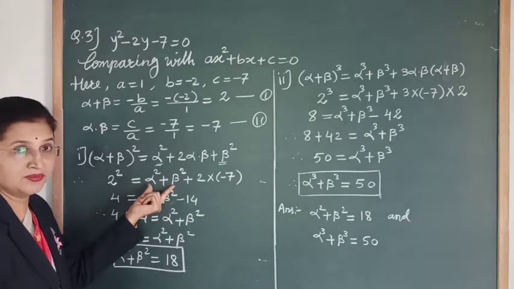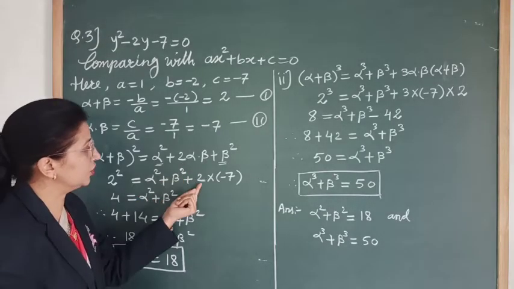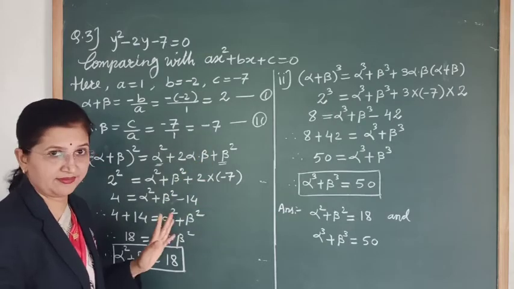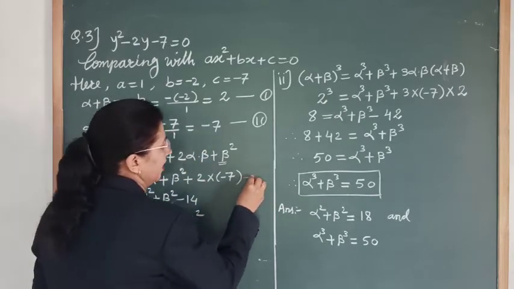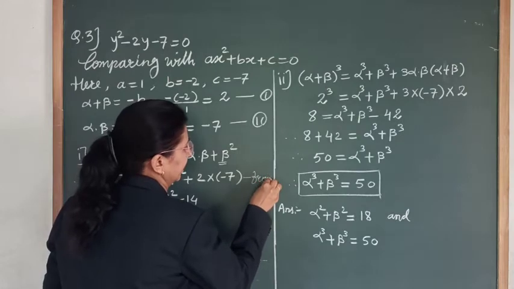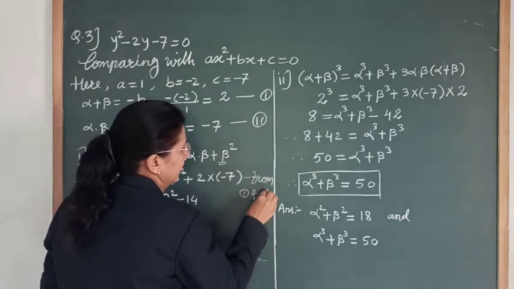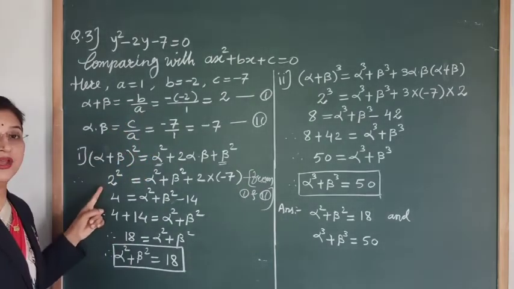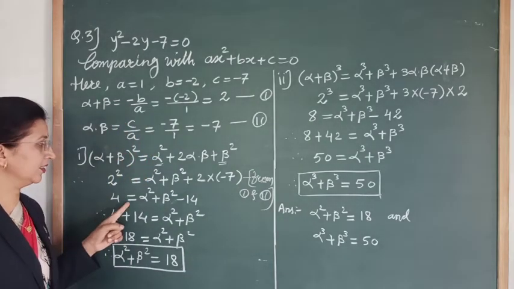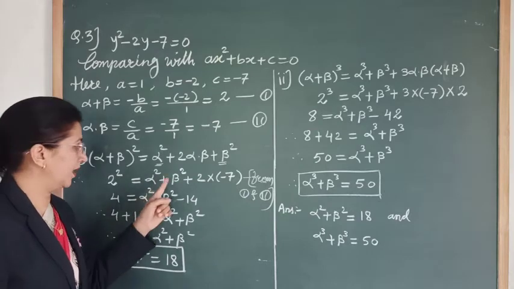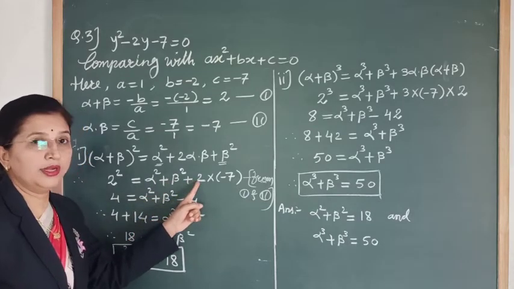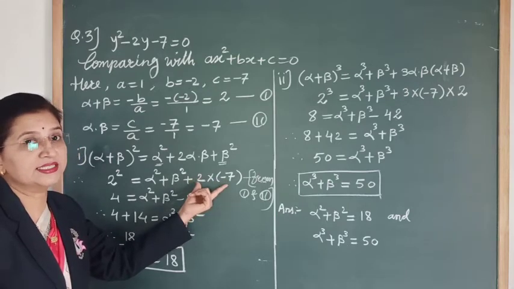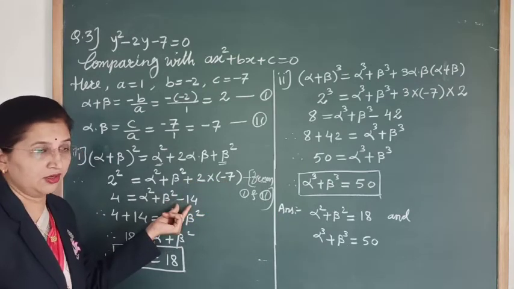So let's write them together. Plus 2 into the value of alpha into beta, that is negative 7. These values we have from first and second. Now the square of 2 is 4, is equal to alpha square plus beta square. Now 2 is positive and 7 is negative, and the product of different signs is negative, that is negative 14.